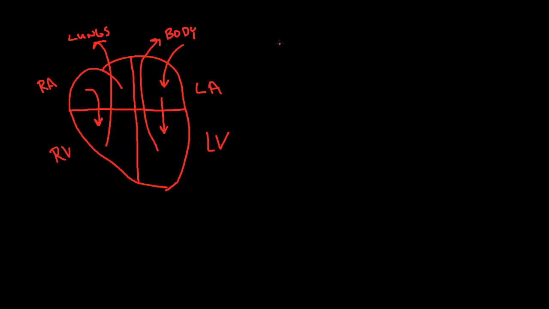We have a right-sided pump made up of the right atrium and the right ventricle. It is called the pulmonic circulation because it pumps to the lungs. Pulmonic equals lungs. And it's a low pressure pump. It doesn't have to push blood very far, so it's a low pressure system.